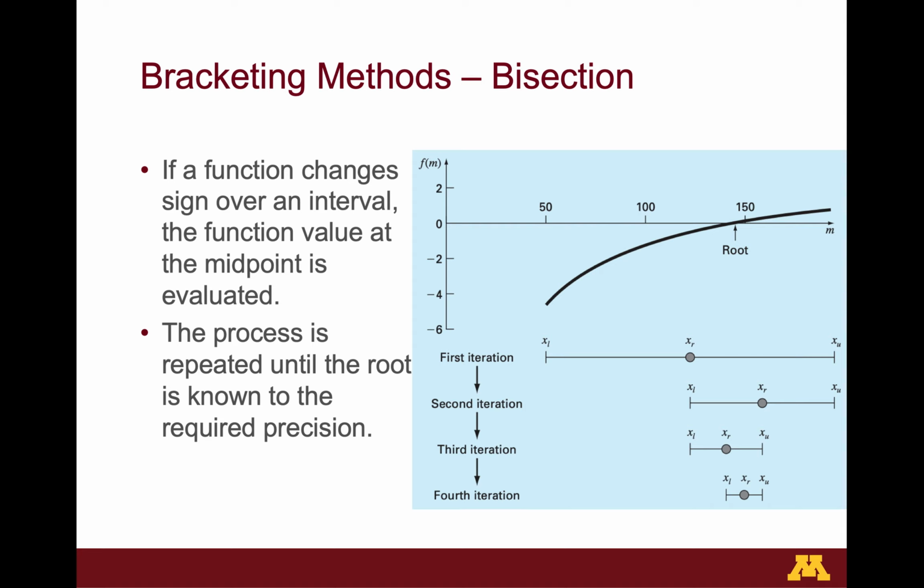In the incremental search method, we divide the whole range evenly into the required number of brackets. Now we introduce another method called bisection, in which we utilize the midpoint to decide the brackets. If a function changes sign over an interval, the function value at the midpoint is evaluated, and the process is repeated until the root is known to be in the required precision. The location of the root is then determined as lying within the subinterval where the sign change occurs.